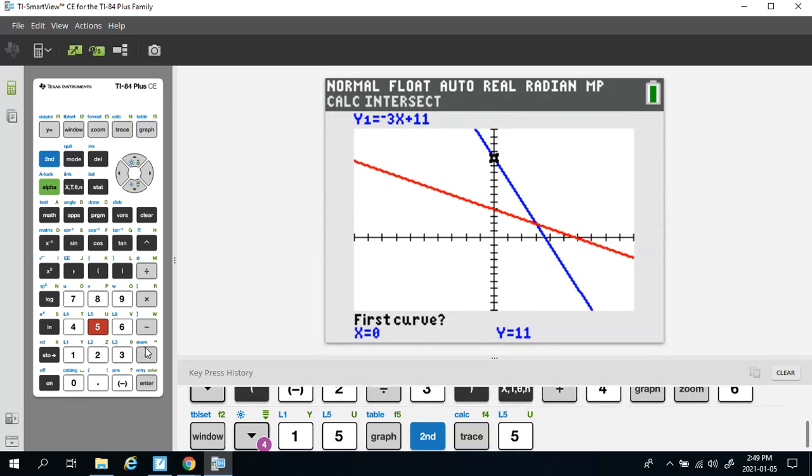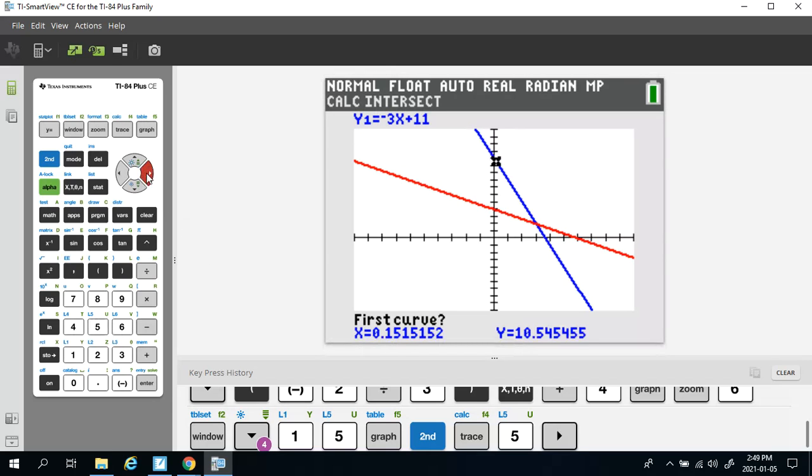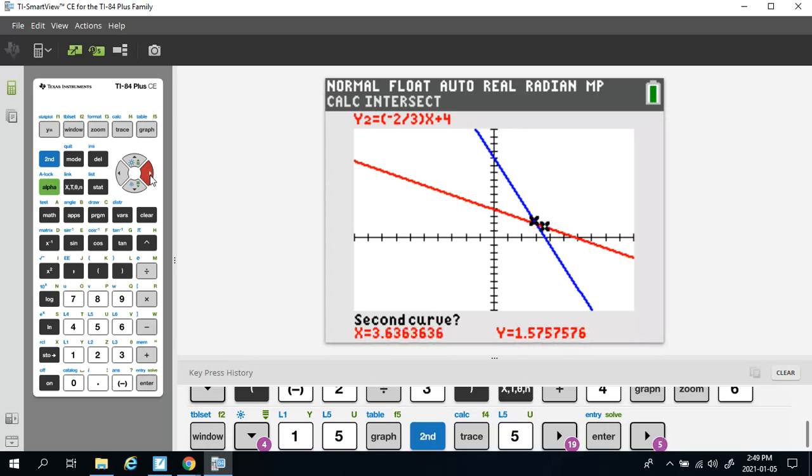So I hit 5. Now, it's going to prompt you. It's going to say first curve, comma, with a question mark. So I can see a cursor on my first line. I don't know why they call it a curve. It's a line. But what I'm going to do is take this flashing little dot and move it as close to the intersection point as I possibly can get. Okay, and then hit enter. And then the second graph has this cursor on it. And again, what you want to do is move that cursor so it's as close to the intersection point as you can get. Hit enter.